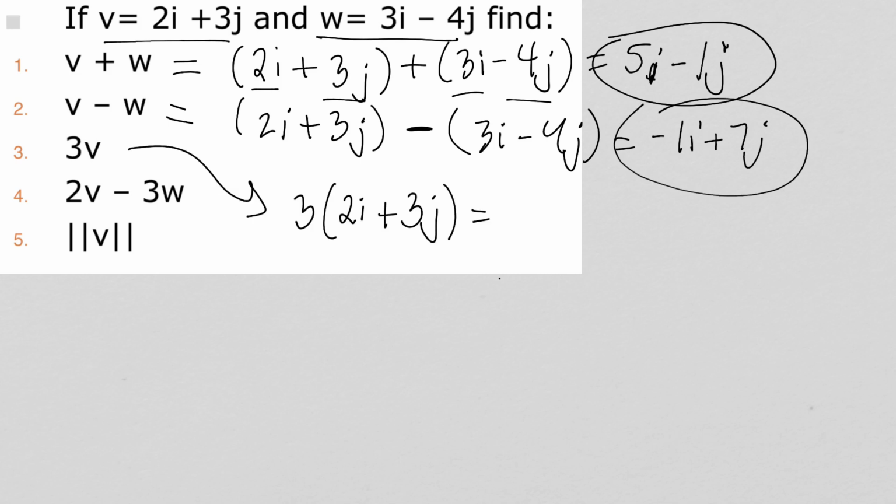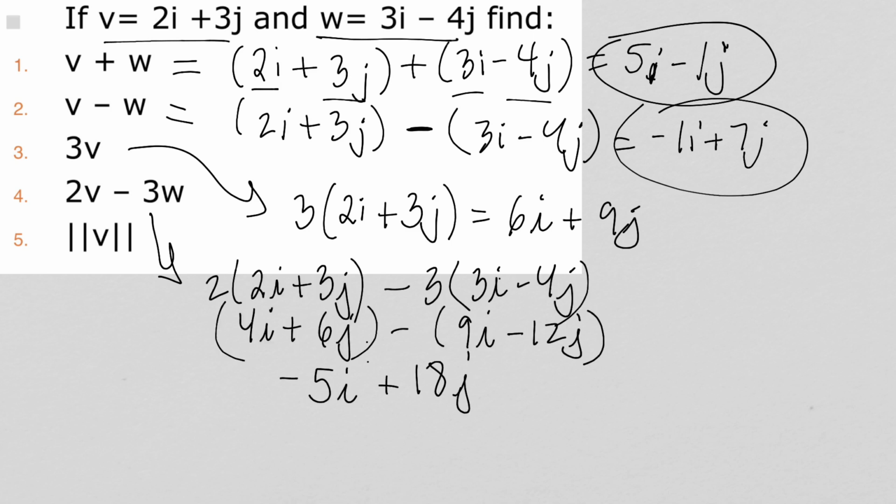Okay, keep going on. Now I'm multiplying this by 3, so I get 6i plus 9j. This one here I'm going to be multiplying and then subtracting. So when I multiply by 2, multiply by 3, and then subtract, this is what you should have gotten. Be real careful of distribution and your subtraction.